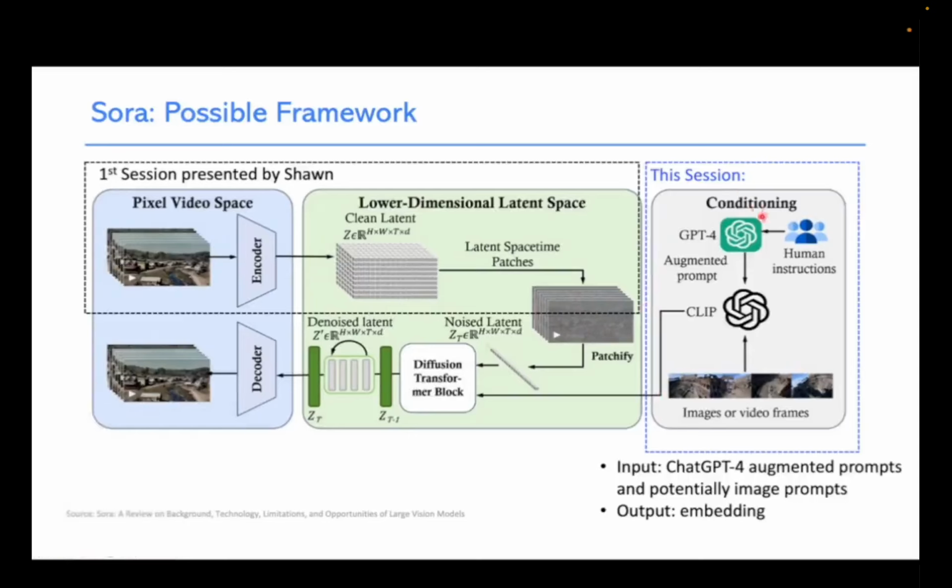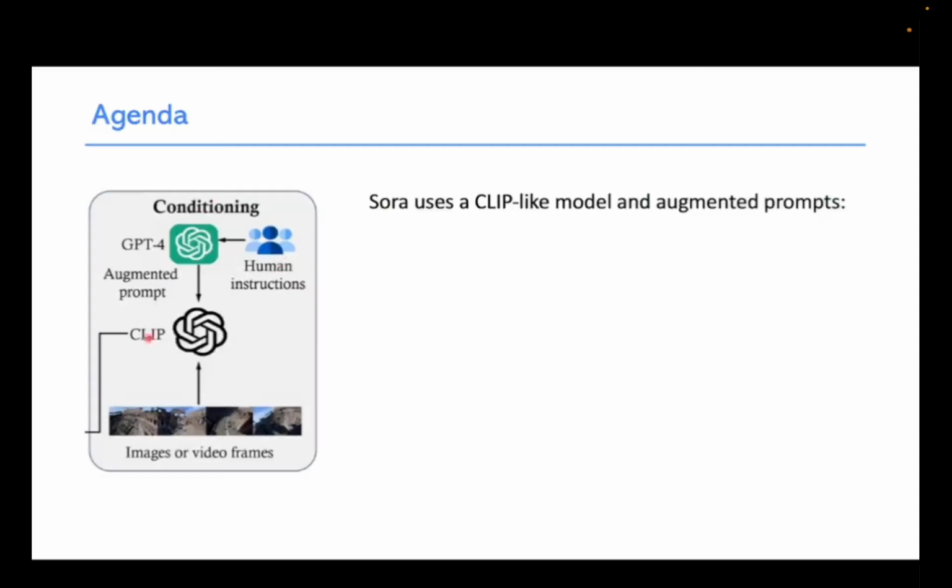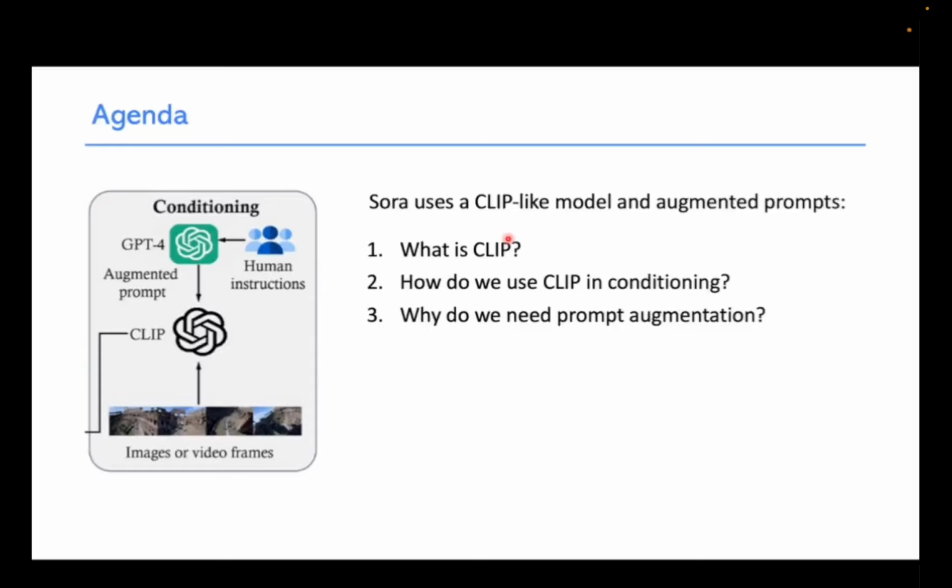Okay, so let's have a closer look at the conditional section. You can see that the human instruction or image input will go through the system, go through the CLIP model, and guide the video generation part. So we may have some questions. First, what is this CLIP-like model? Second, how do we use CLIP in the conditioning process? And third, why do we need the prompt augmentation here? Keep those questions in mind. Hopefully, after this session, you will be able to answer those questions.